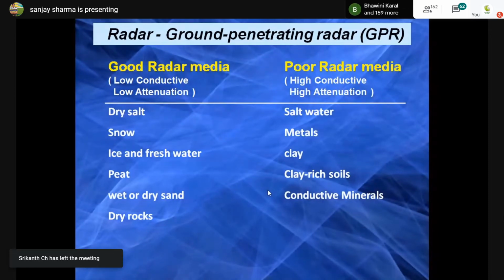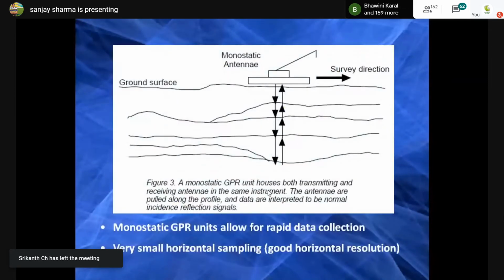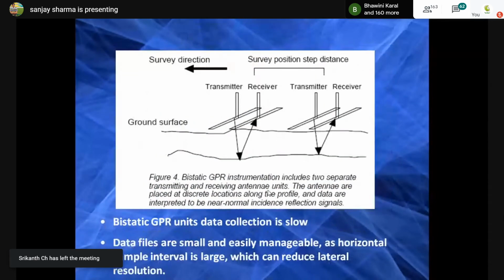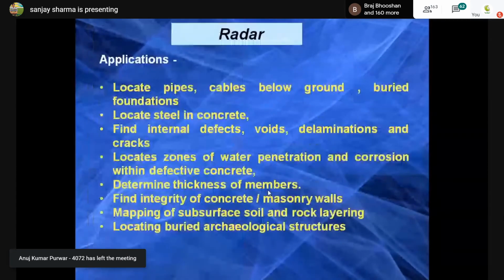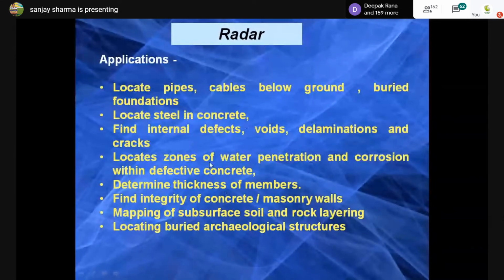So basically, you can identify this particular type of thing, and this just shows the type of locations taken. The application of this is to locate pipes and cables below ground level, buried foundations, locate steel reinforcement, find internal defects, locate zones of water penetration, determine the thickness of a member, find integrity of concrete and masonry walls, map surface and rock layering, etc. All of this can be done by using this.